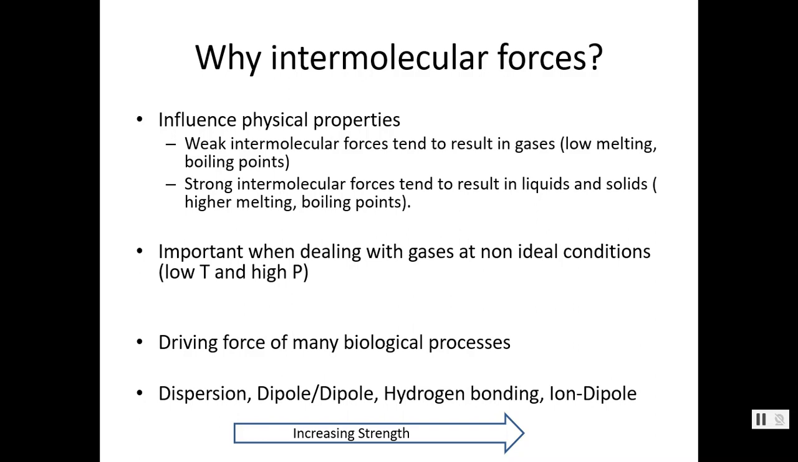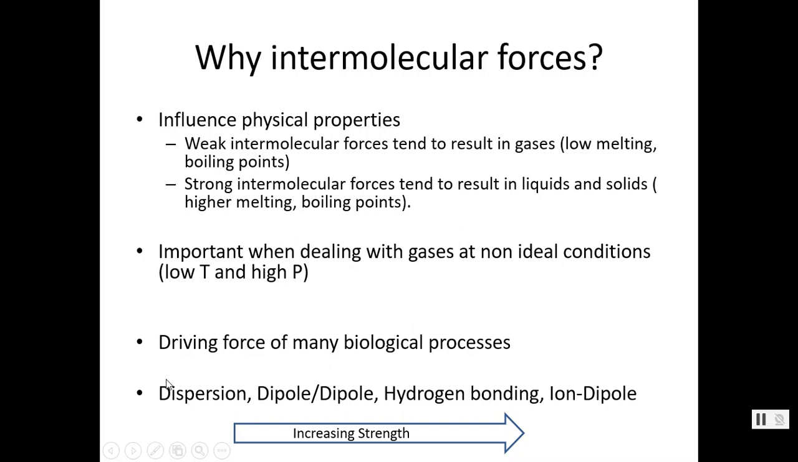So that's why we need to talk about intermolecular forces when we deal with gases at non-ideal conditions. And this last bullet point is probably my favorite because I'm a biochemistry person, but intermolecular forces are really the driving force, or the impetus, that make biological processes happen. When two molecules interact to catalyze a reaction, you want there to be an attraction, but you also want that attraction to be fleeting. Okay? So these intermolecular forces drive many biological processes. We're really not going to talk about them in this course, but you will encounter them if you go on in biology or take a biochemistry course.